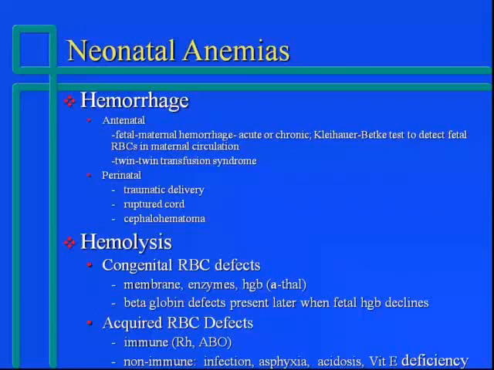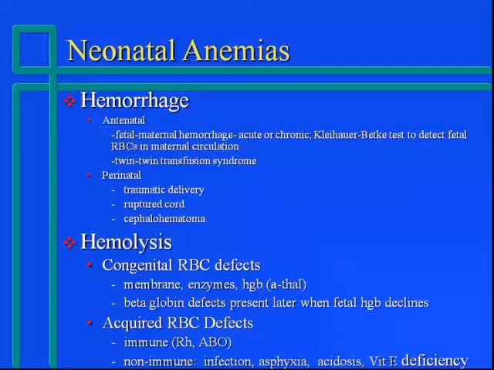In the case of twins, there can be a twin-twin transfusion syndrome, where one baby is polycythemic and the other is anemic. Or there may be blood loss around the time of birth from traumatic delivery, from a ruptured umbilical cord, or from a large cephalohematoma. As mentioned, babies also have hemolytic anemia.